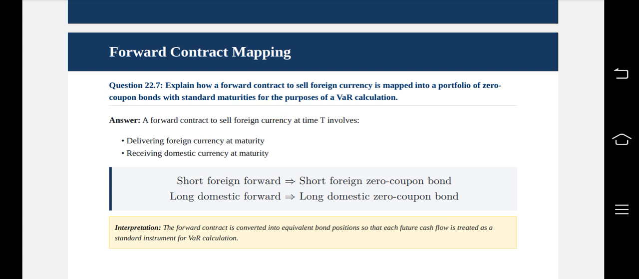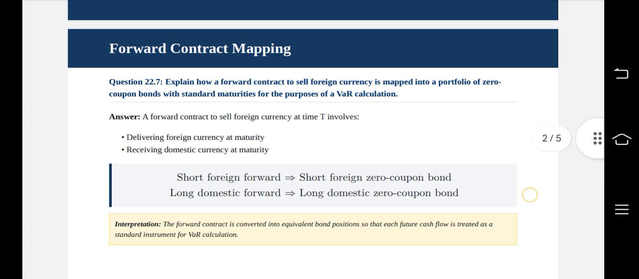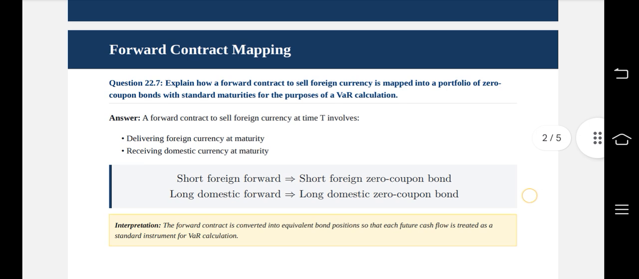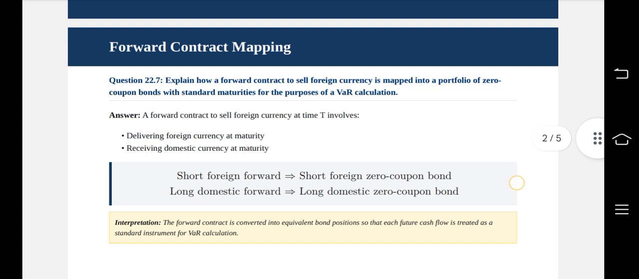So we begin with question 22.7, which explored the structural mapping of forward contracts for VAR calculation. A forward contract to sell foreign currency involves two specific obligations at maturity: delivering foreign currency and receiving domestic currency.